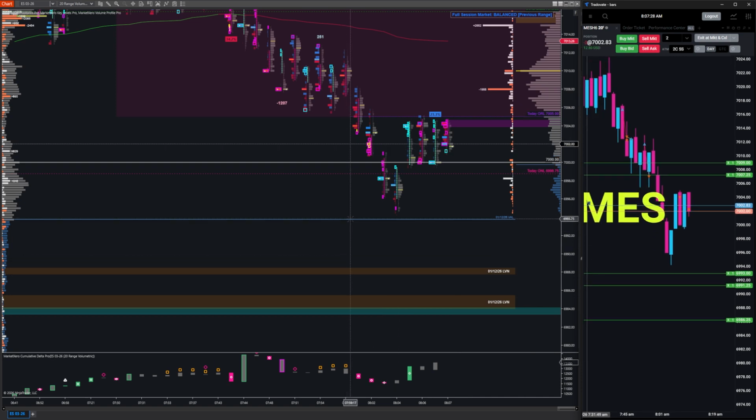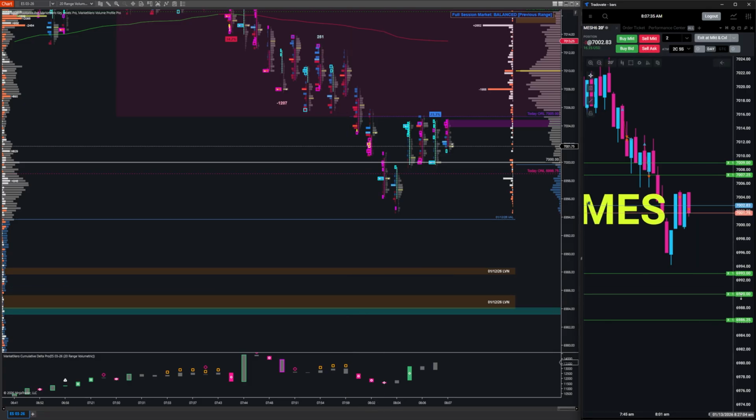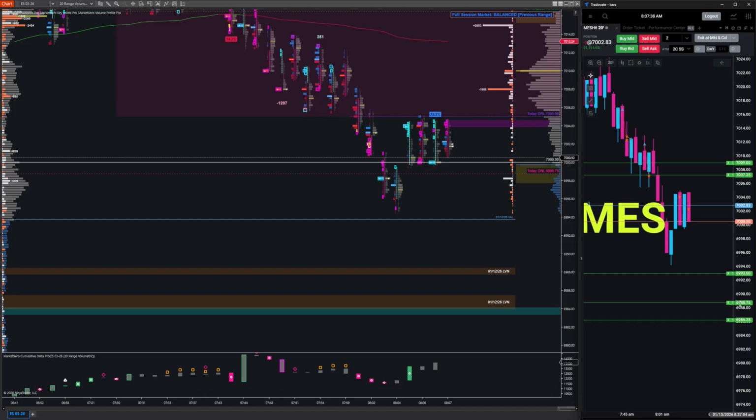So at this point, looking at what we have here, we have the buyer delta percentage of 23%. We have the stacked seller volume imbalance and the current bar at the top.